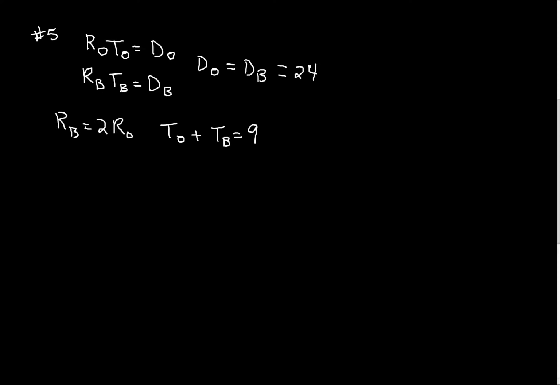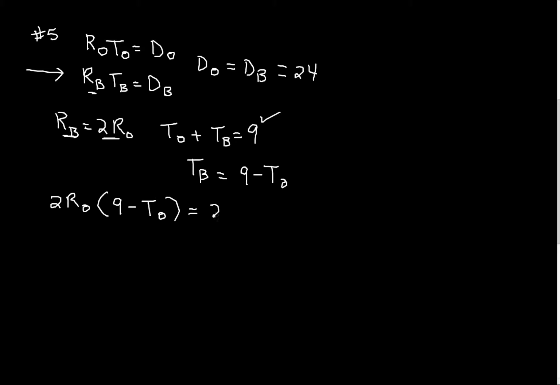Everything clear so far? So you need to solve this equation for one of the times. So we're going to say the time back equals 9 minus the time out. And then we're going to go up into this formula right here, and plug in everything that we know. So we know the rate back is 2 rate outs. So rate back is 2 rate to school. The time back is 9 minus the time to school equals 24.